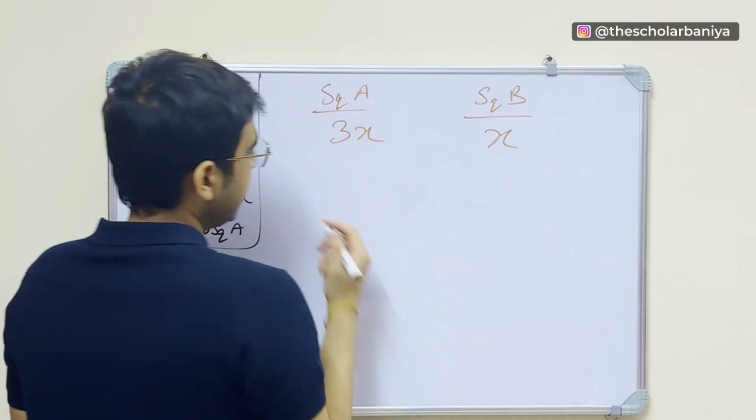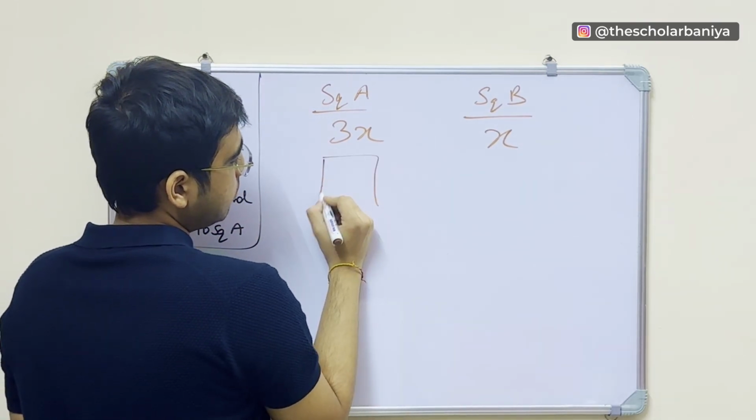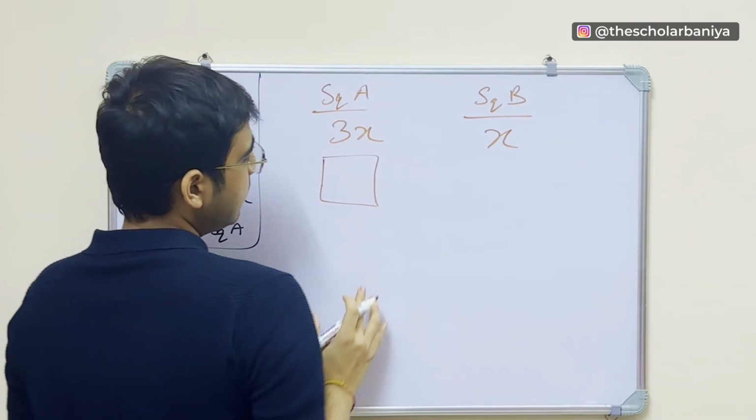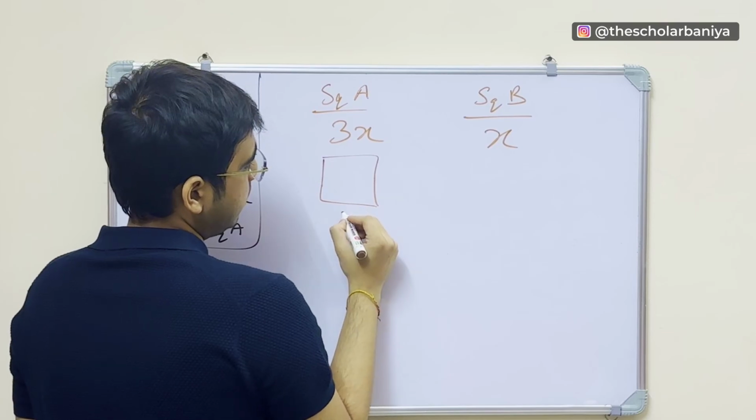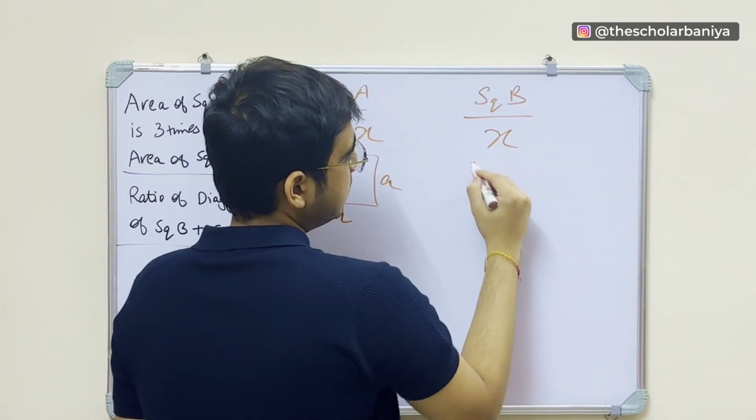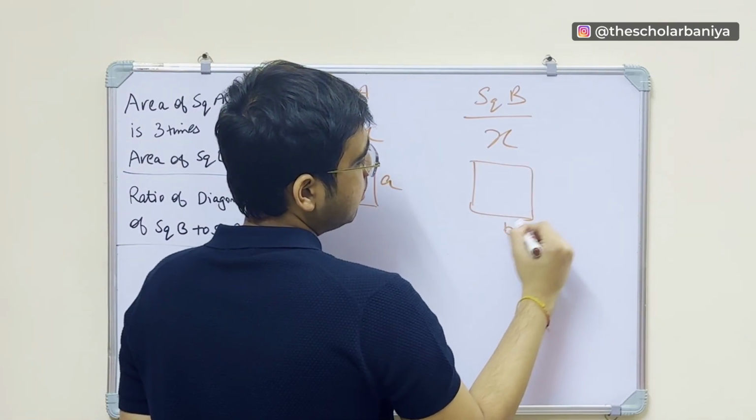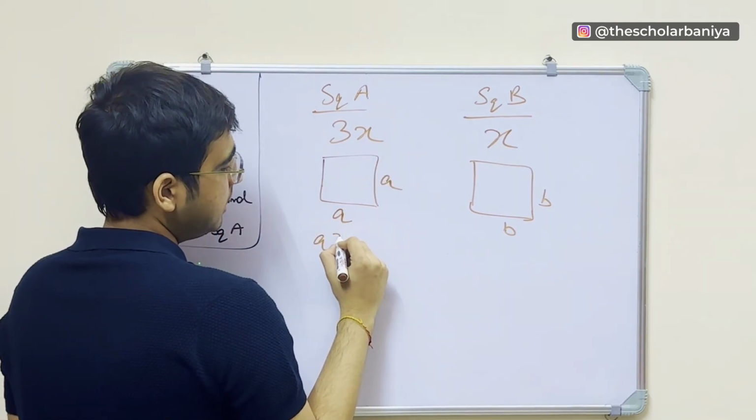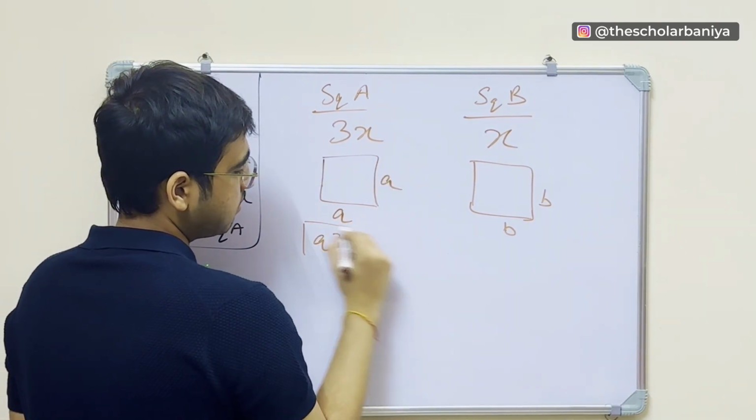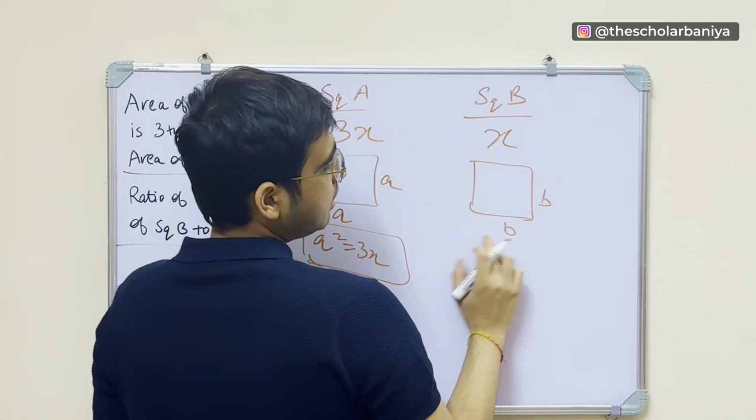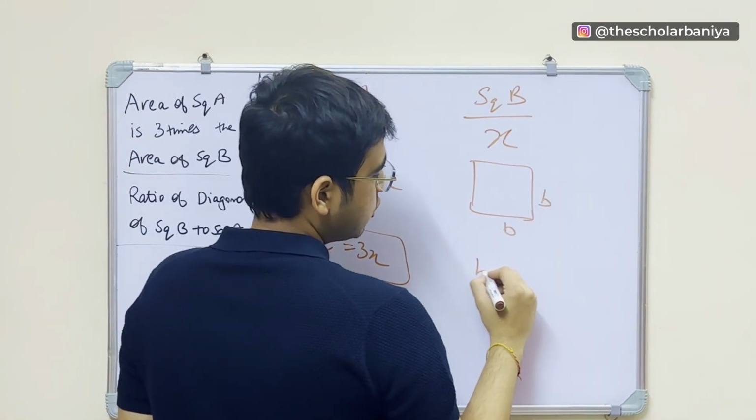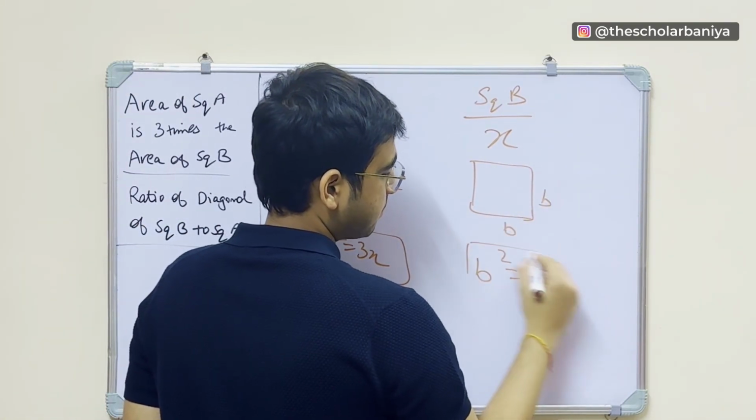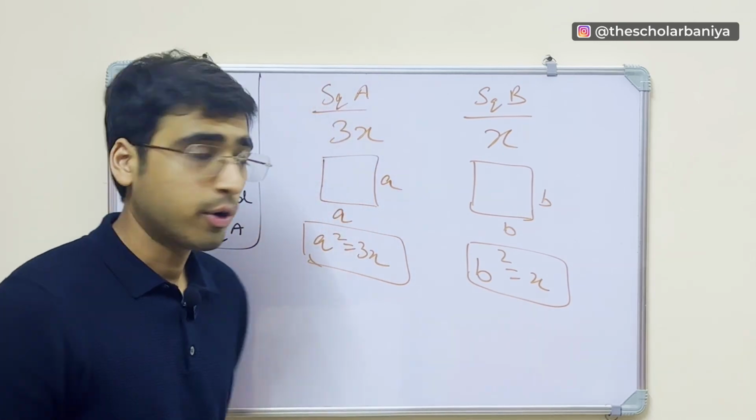So now tell me one thing. Let's assume this is square A, and the sides are a and a. And this is square B, and the sides are b and b. So how much is the area? The area will be a square. So that means a square is equal to 3x, right? And similarly, the area of B is b square. So b square is equal to x, right?